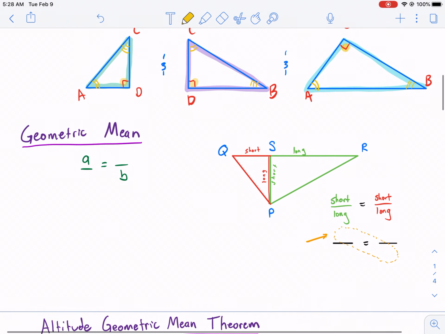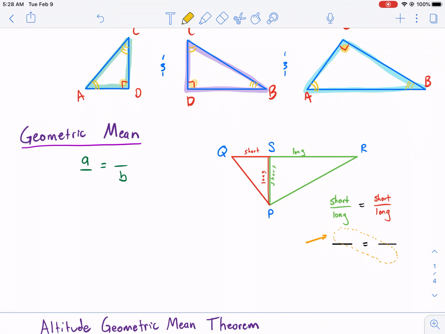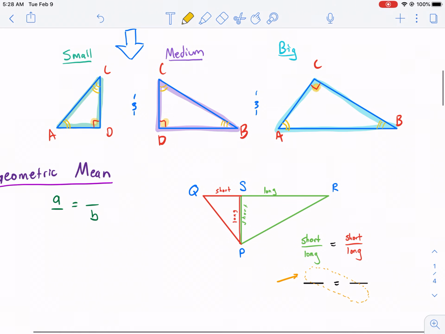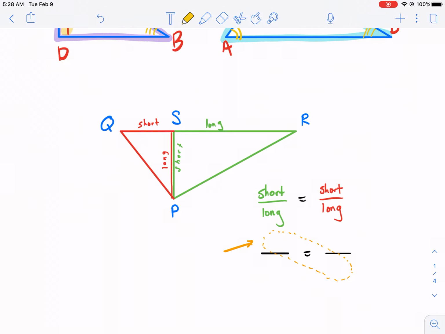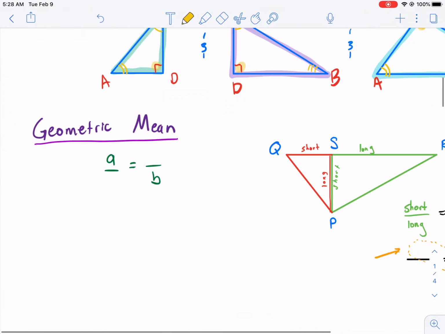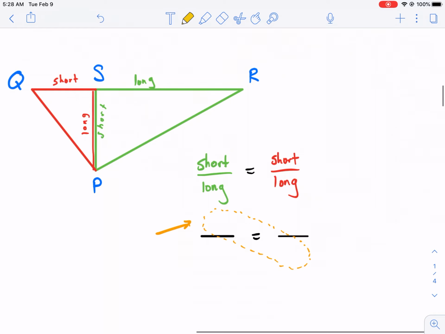Now let's go ahead and get into geometric mean. Now when we're comparing sides of these three similar triangles, something kind of cool happens, okay? So let's go ahead and start here, and then we'll get over to geometric mean after that. So let's get over here.